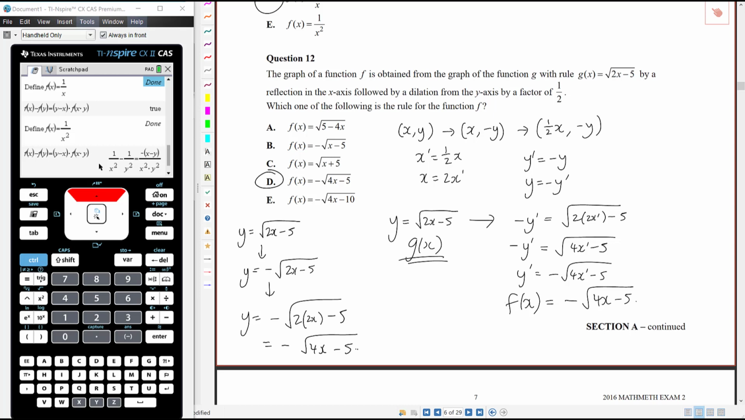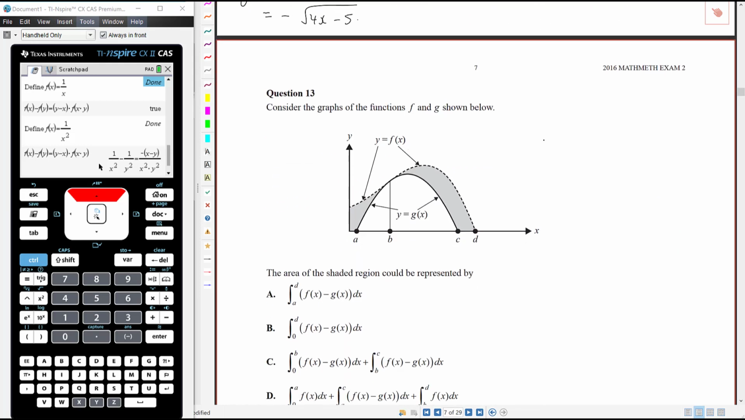So whichever method you're more comfortable with. It's not a particularly complex sequence of transformations, so probably working through it with your function notation is fairly reliable in this instance. But regardless, whichever way, option D is the answer.